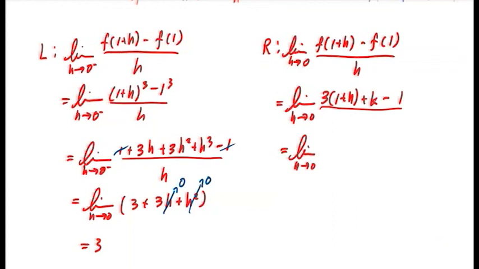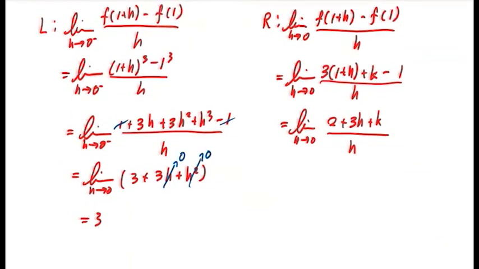Okay. So this becomes 3. Let's just cut some corners. So 2 plus 3h plus k. Okay. Now, if you take the limit, this will approach infinity, and that's a problem, right? Unless, of course, this k and this 2 cancel out, then it'll give you 3. Then we are good. You know what I'm saying?